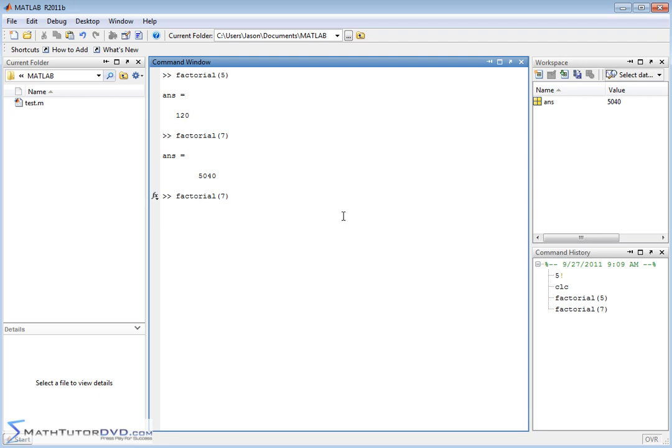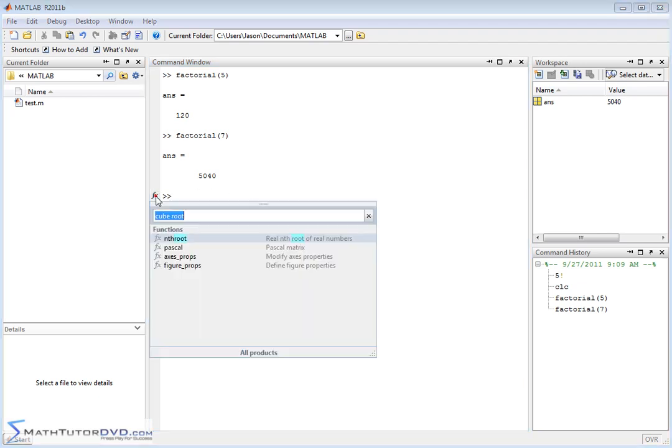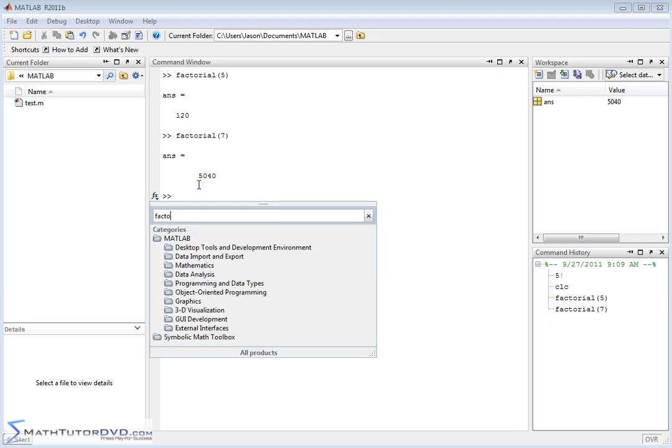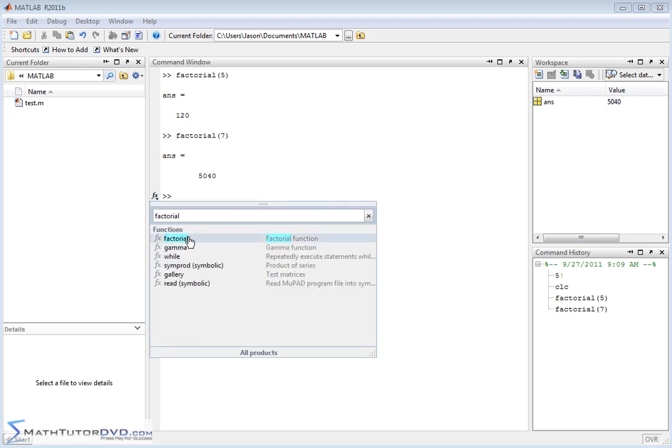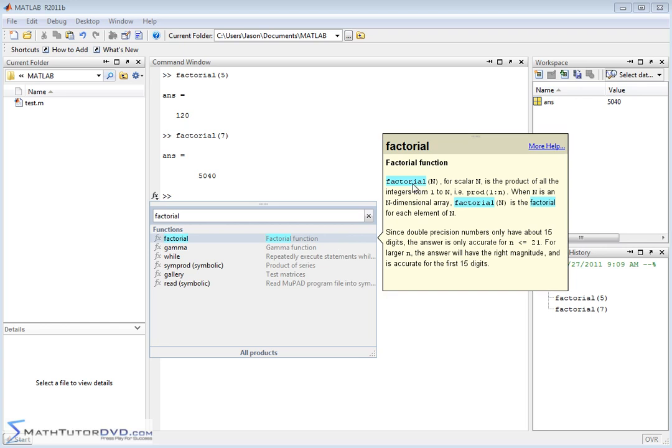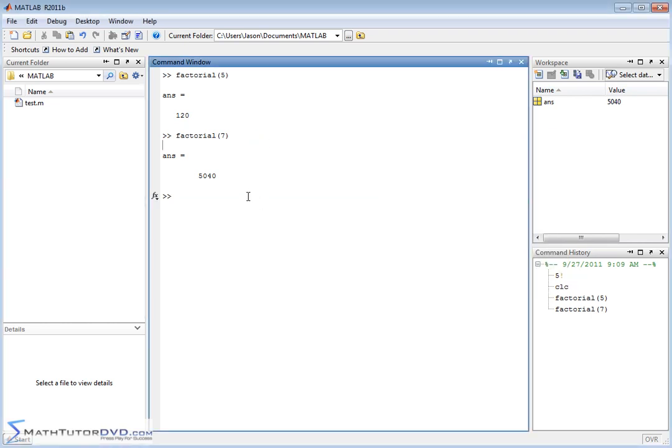It's pretty straightforward. Factorial is not something you'll use all that much, but occasionally when you define sequences and series in calculus, you'll be using it. And if you forget, you can always go here and type in factorial, and hover over it, and it'll tell you it's factorial. You pass n, where n is a scalar, which is a number, and it gives the product of all the integers from 1 to n, with all the information about what exactly it's doing.